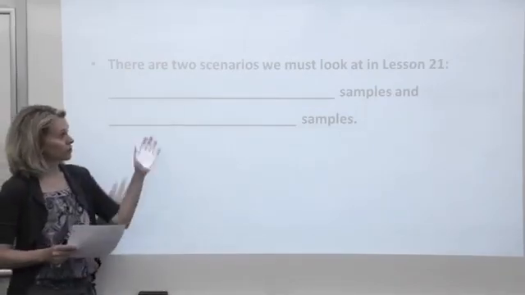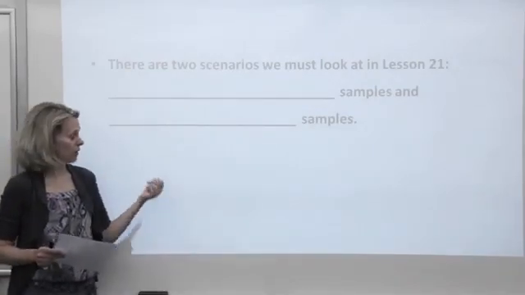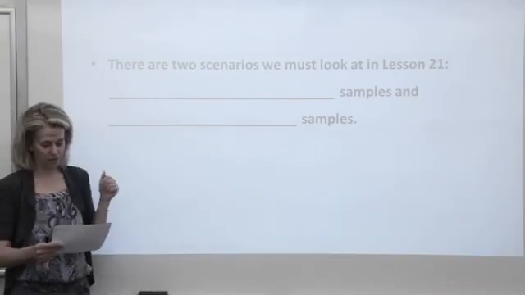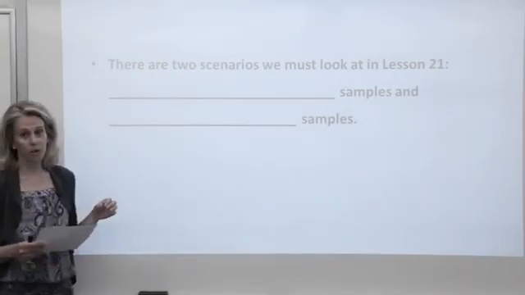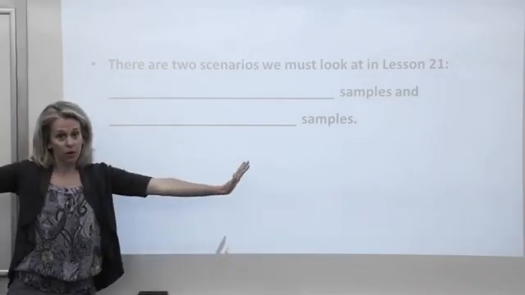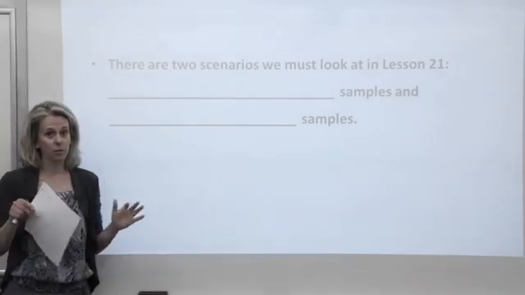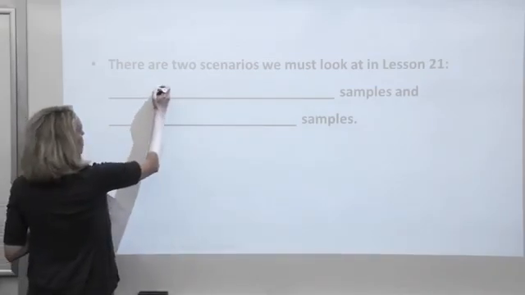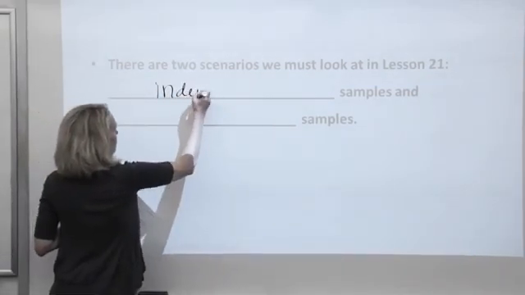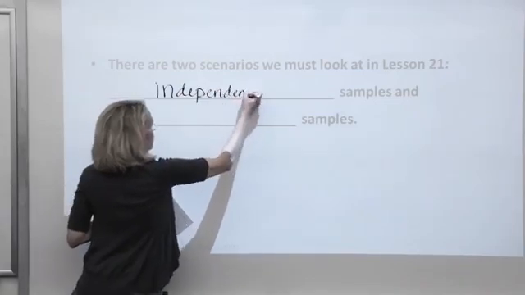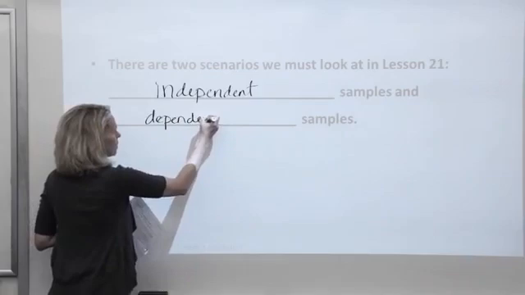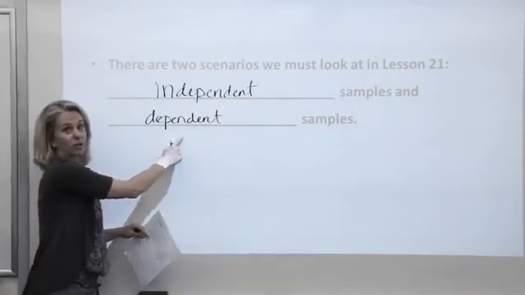There are actually two different scenarios, and we had both of those in the previous examples, that we're going to look at in lesson 21. Sometimes our samples will be independent of one another, and sometimes our samples will be dependent. So we're going to look at two scenarios, one where we have independent samples, and one where the samples are dependent. Sometimes we'll say they're paired.